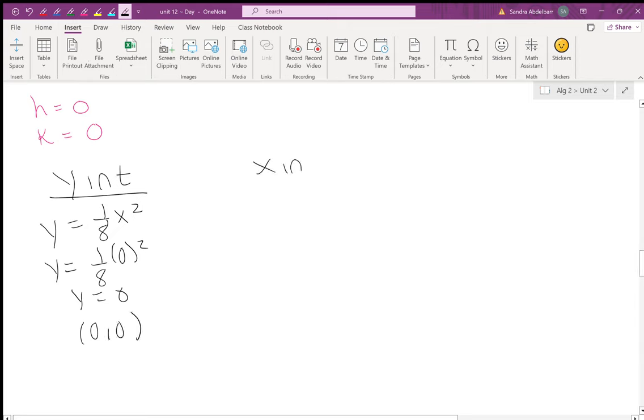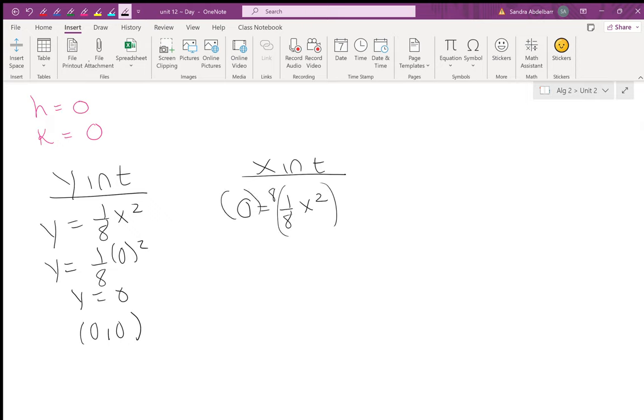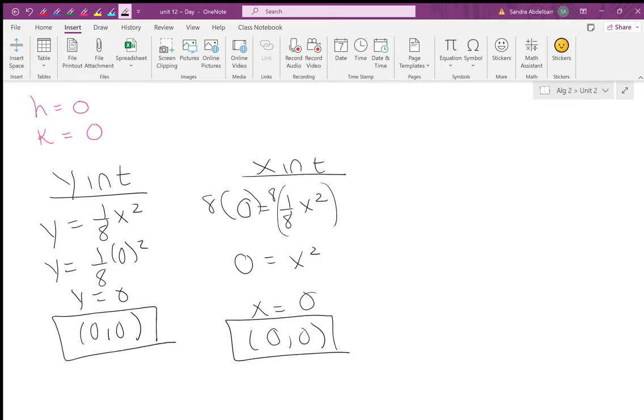And let's say you still didn't know and you needed to find the x-intercept. You would do 0 equals 1/8 x squared, multiply by 8 on both sides. You would get 0 equals x squared. So once again, x is equal to 0. So this is 0, 0 for our x-intercept and our y-intercept.